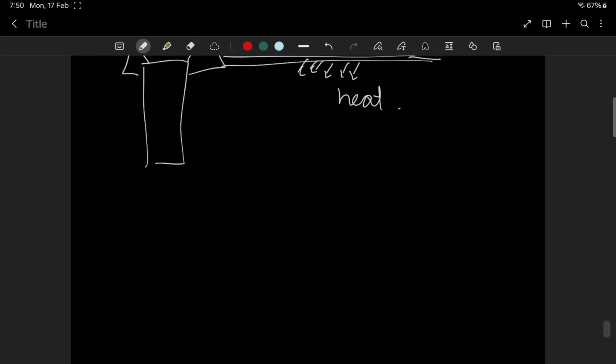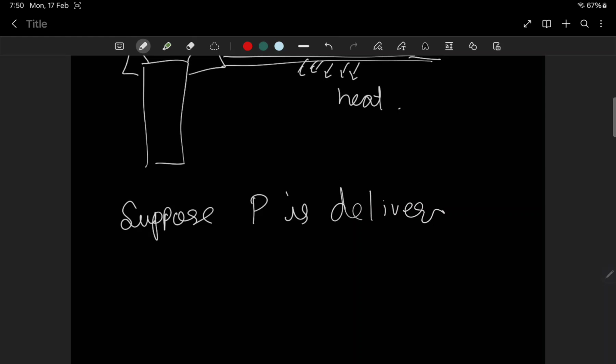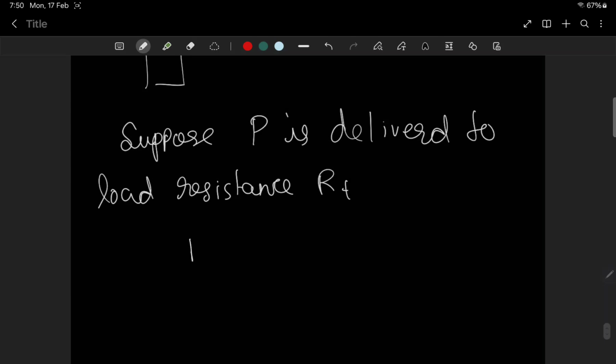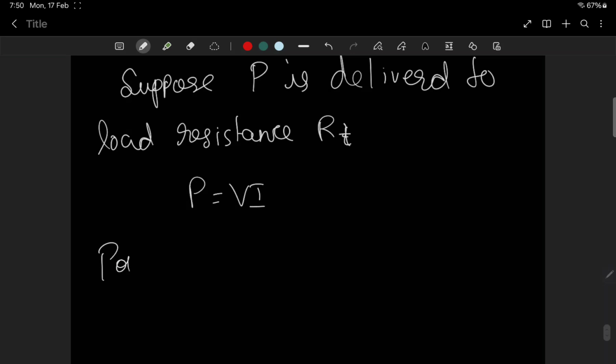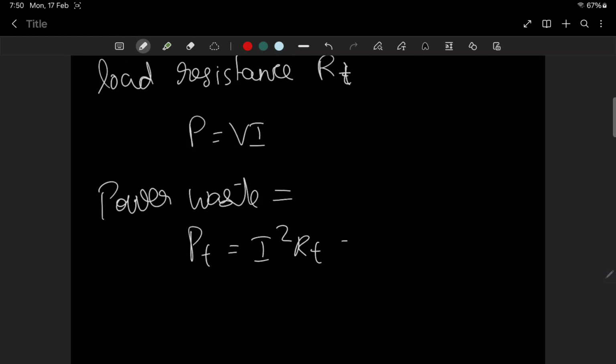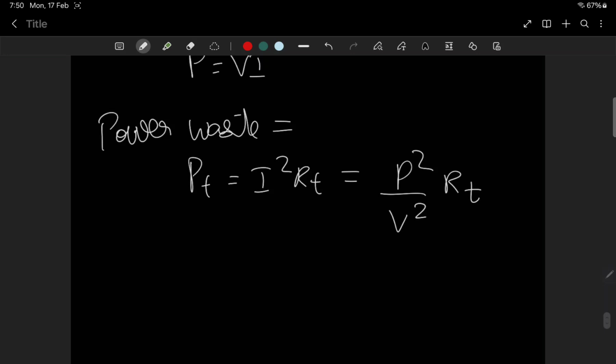Look, suppose P is delivered, the original power delivered to the load resistance is RL. P is equal to VI. The resistance of the line is RT. Power wasted in transmission is equal to PT equal to I square RT. I square means P square by V square RT. So this much power is lost.